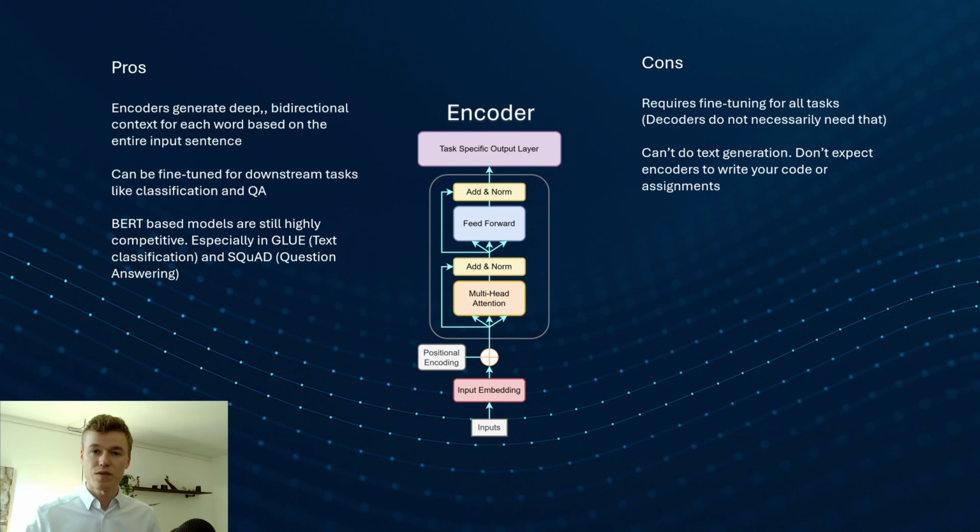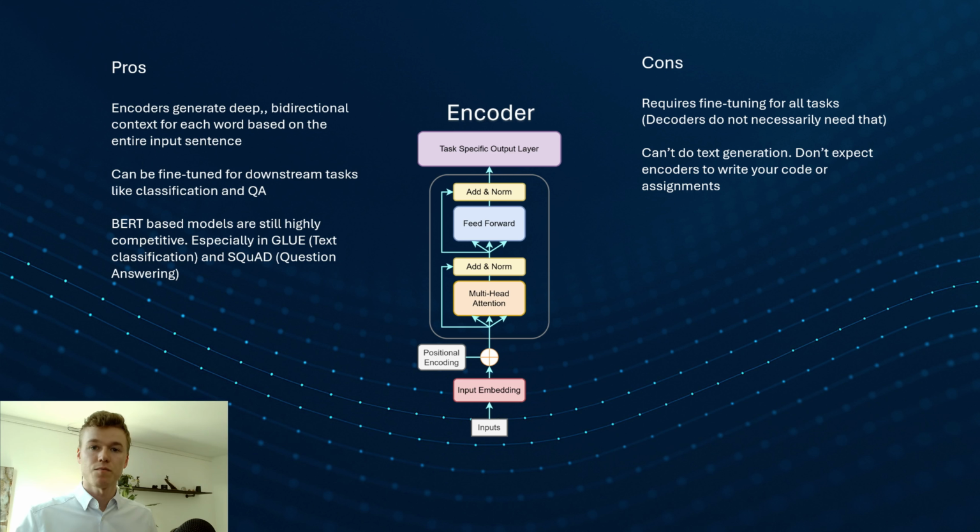Now the encoder generates deep bidirectional context understanding of every single token in the input. And this can be used to be fine-tuned for downstream tasks like question and answering. And the BERT-based models are still highly competitive even today, especially in text classification and question and answering. Here they still rank very high compared with the state of the art. Now some cons of the encoder is that you have to fine-tune towards every single task.